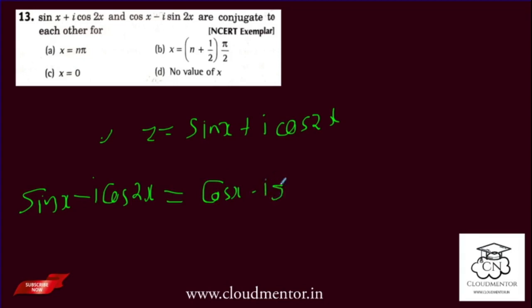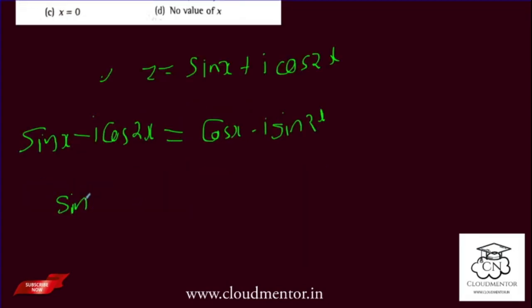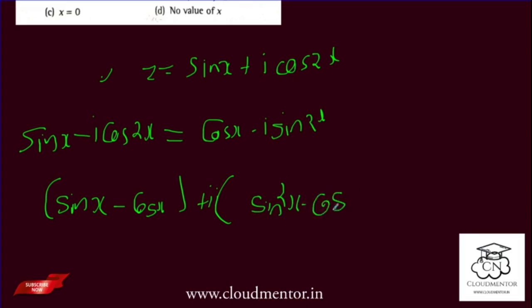Taking them to the left hand side and grouping the real numbers in one parenthesis and the other in the next parenthesis, we get (sin x minus cos x), which is the real part, and taking this to the left hand side, it becomes plus i sin 2x, and taking i common, we get i of (sin 2x minus cos 2x), right? Yes, that must be equal to 0.